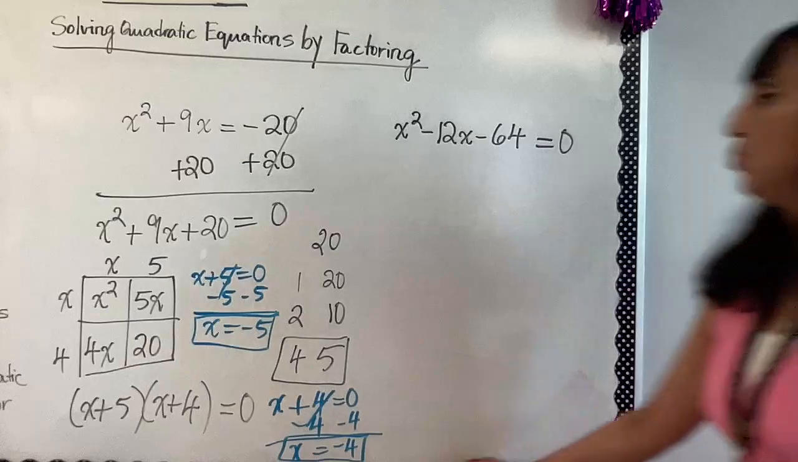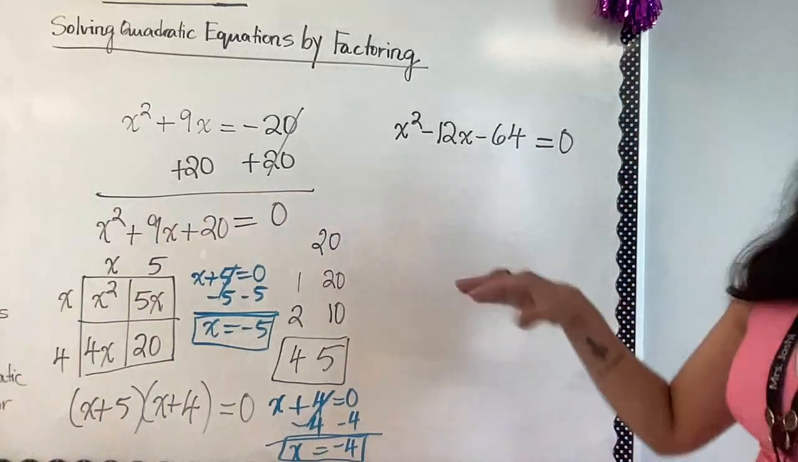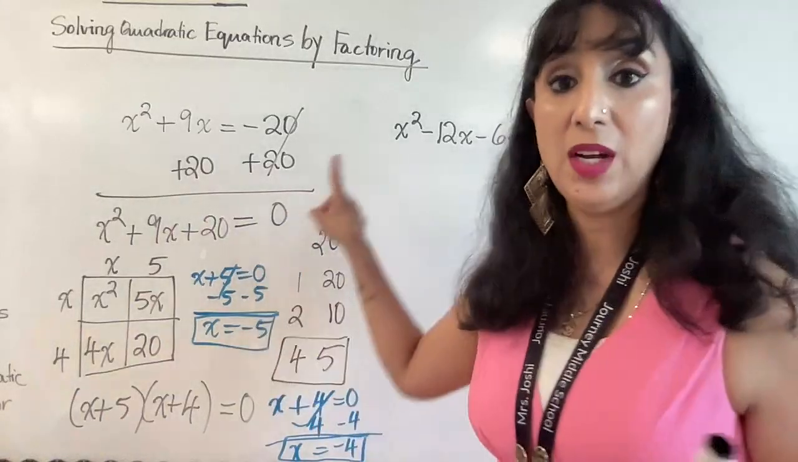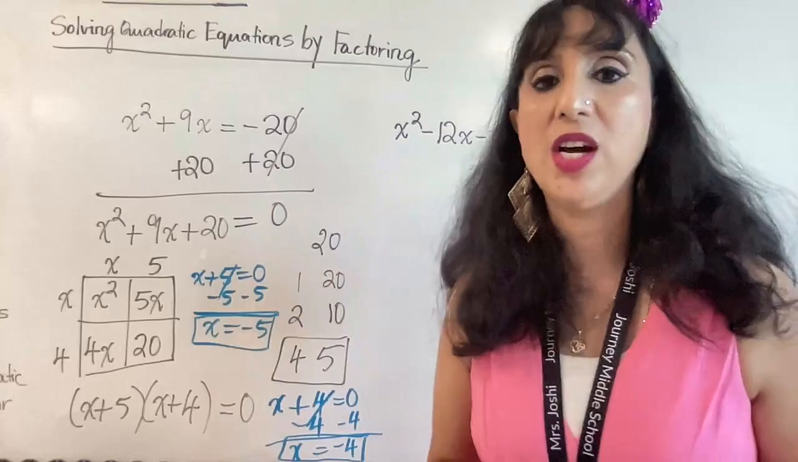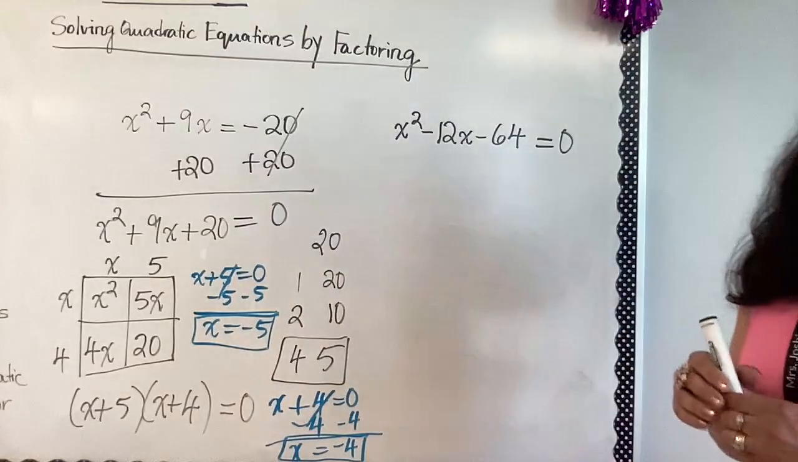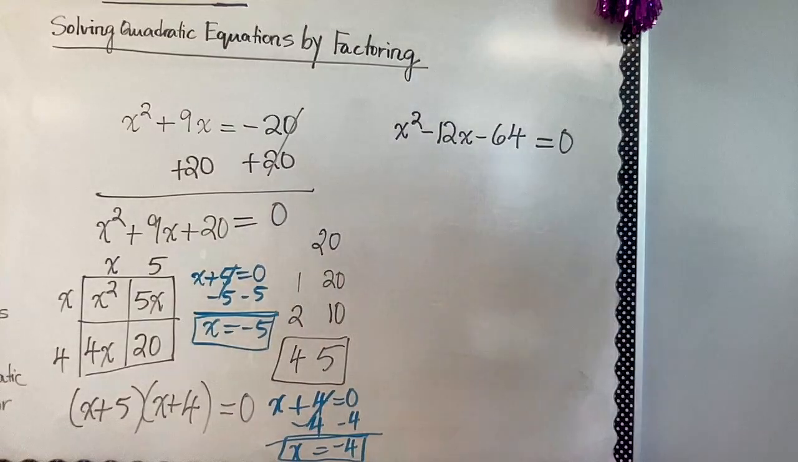Okay, so let's do one more, and then we can talk about when we have a coefficient in the front also. So this is a quick review of everything we have done in the past. Okay, so let's look at 64.